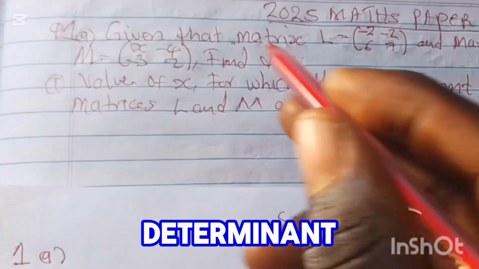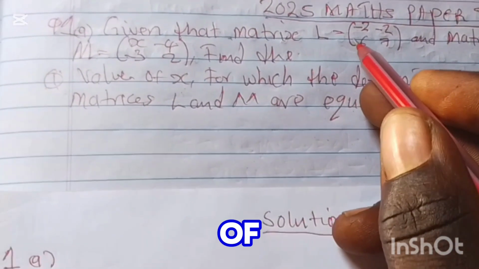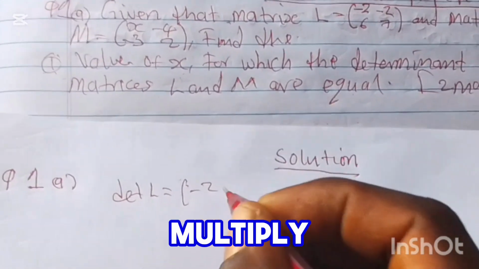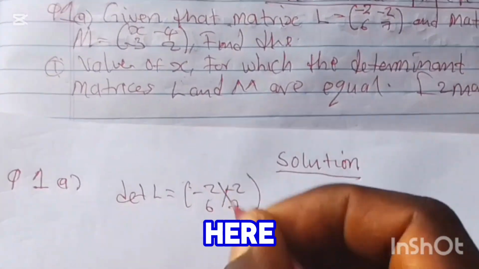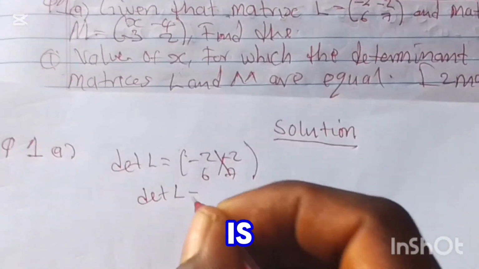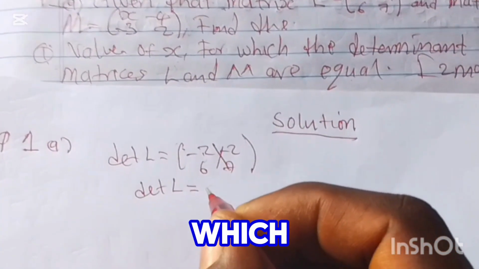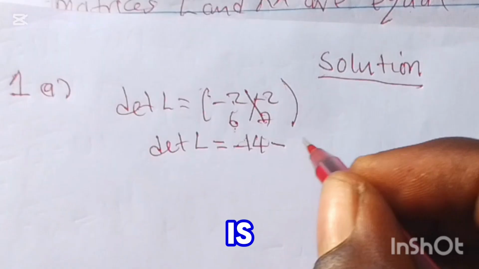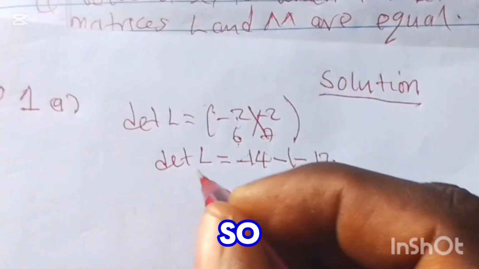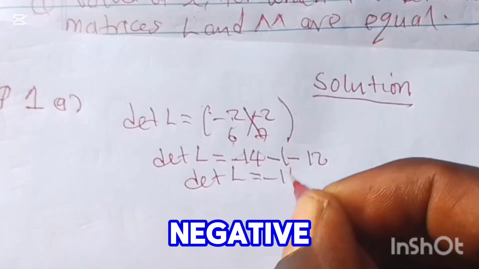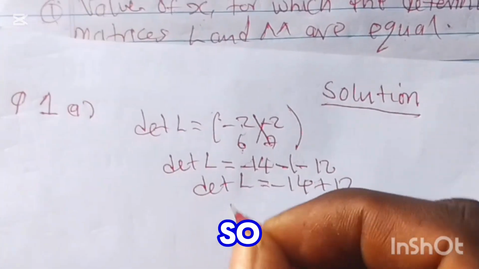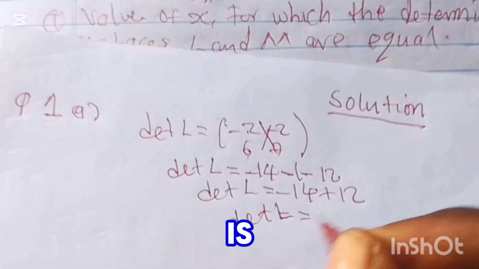They say that the determinants are equal. So we need to find the determinant of L. The determinant of L is equal to -2 multiplied by 7, which is -14, subtract -2 multiplied by 6, which is -12. So the determinant of L is equal to -14, and negative multiplied by negative is positive, so the determinant of L is equal to -2.